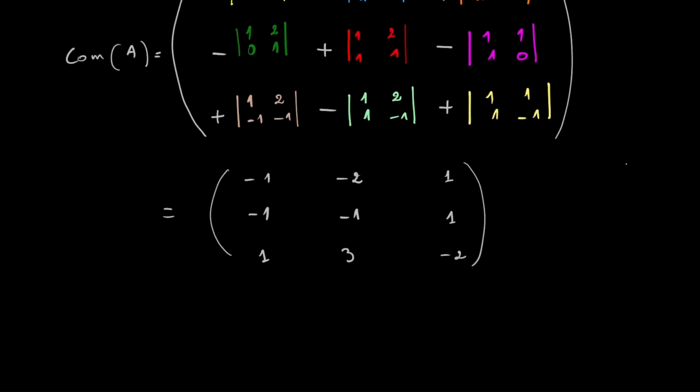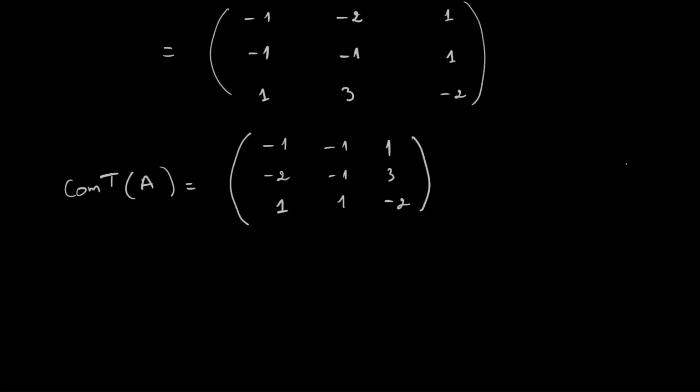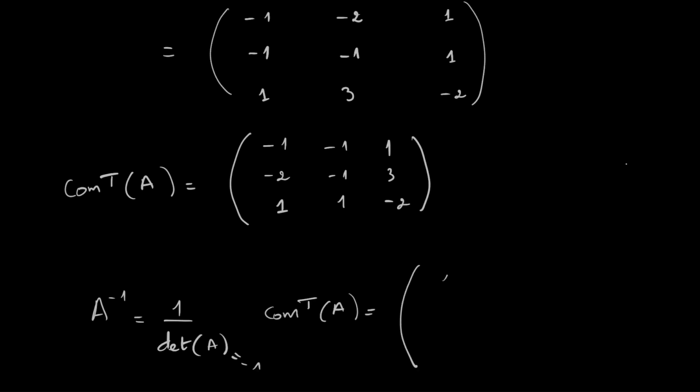Now we take the transpose. We only have to swap the rows and columns. Now to calculate the inverse matrix, we only have to divide by the determinant of A, which is minus 1. We only have to change the sign of each element.